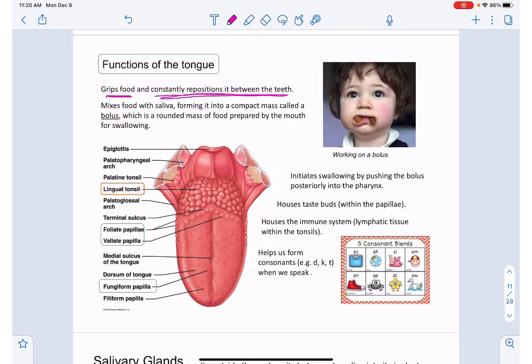It also mixes food with saliva, and it forms it into a compact mass that we call a bolus. And what this is, it's a rounded mass of food that we're basically preparing for swallowing. So we're trying to make it into this homogeneous mixture, this rounded mass that we're going to prepare for swallowing.